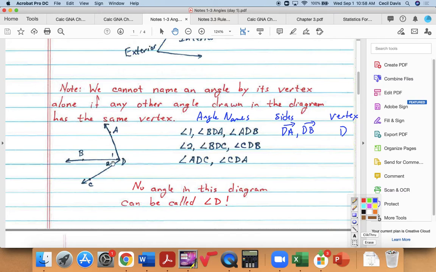So for this angle down here on the bottom, angle 2, we could also call that angle BDC or CDB. Let's name the sides for that one. Alicia, you want to give that one a whirl? Is it CD, or would it be DC? Yeah, it's got to start at the vertex. So ray DC. And what's the other side? DB. DB, exactly right. And the vertex for that one is D.